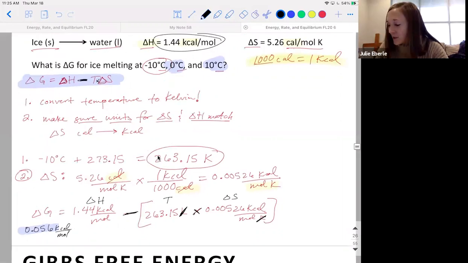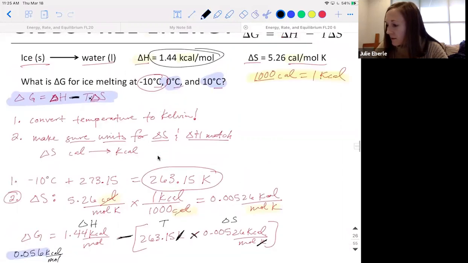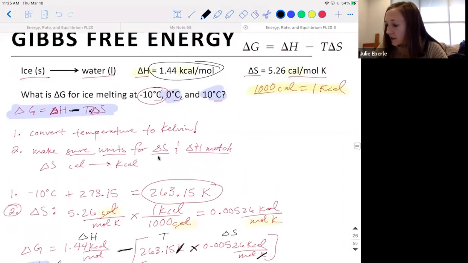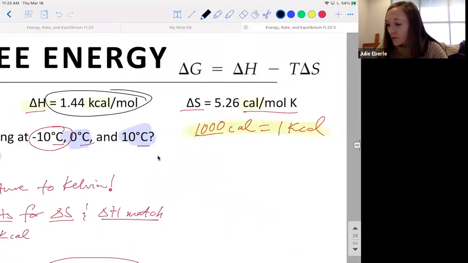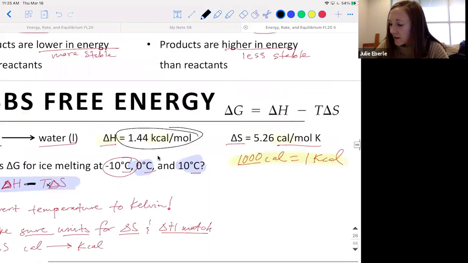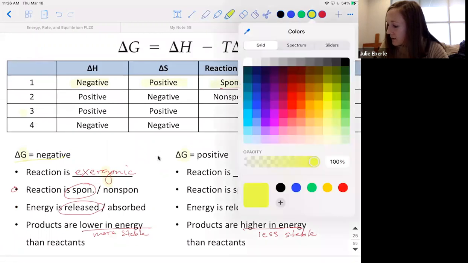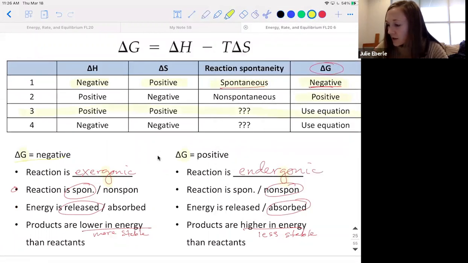Okay, this brings up an interesting scenario though. I want to go back up to the table and label one other thing, because here's what I notice. If you look at your delta H and delta S up here, both numbers are positive. What row on our table does that fit with when you have both positive delta H and positive delta S? That is row 3. Okay, that's this scenario right here. Positive and positive. So we use our equation.